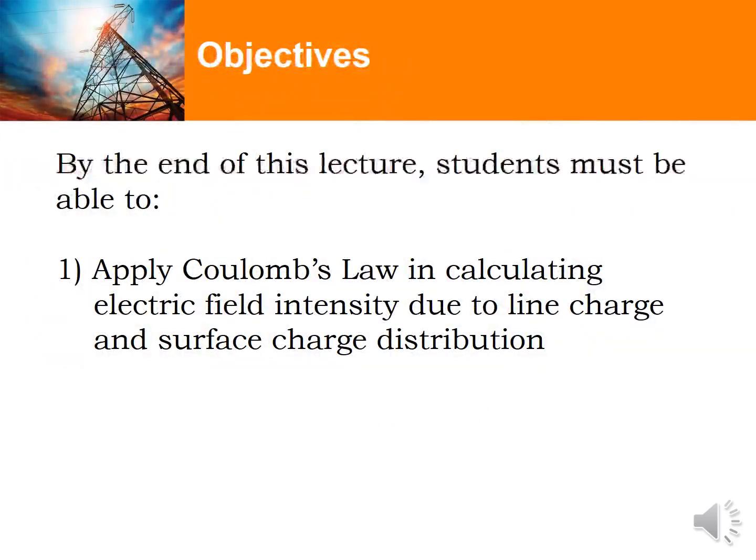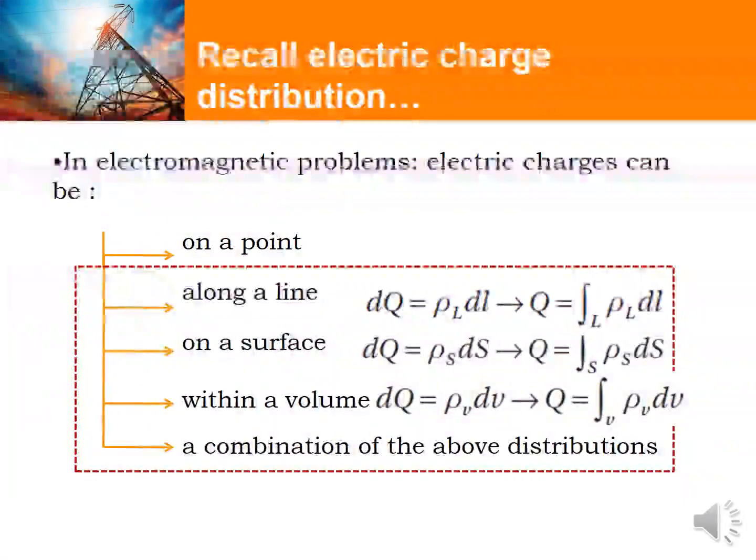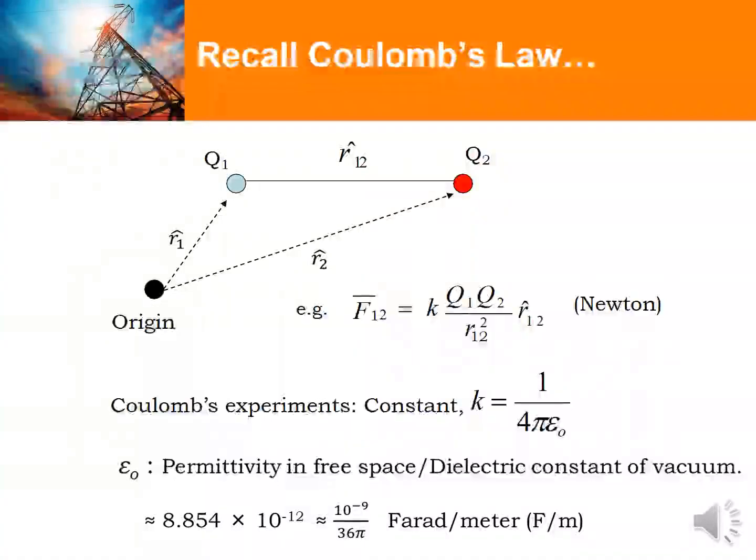At the end of this lecture, students are expected to understand and be able to apply Coulomb's law in calculating electric field intensity due to line and surface charge distributions. In this course, we will look only into applying Coulomb's law for the case of charge distribution along a thin line or on a surface, given that its calculation for the case of a volumetric charge distribution is complex. We will use other approaches to handle such cases.